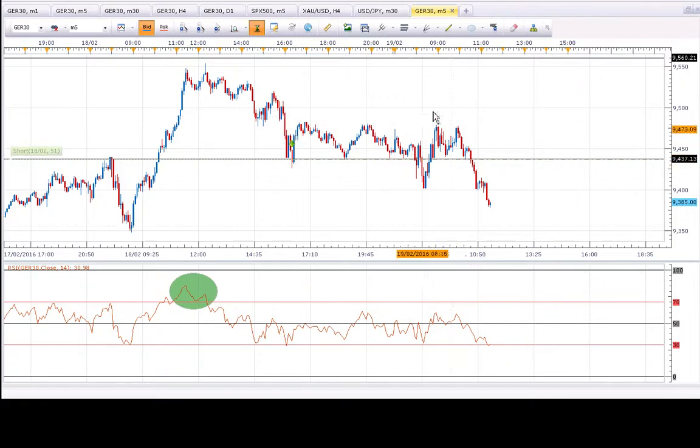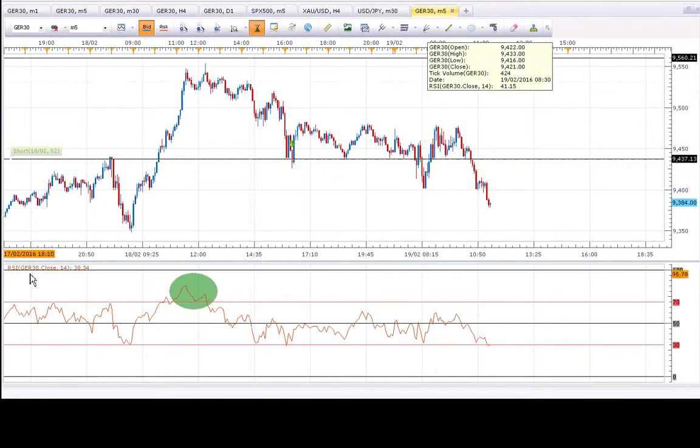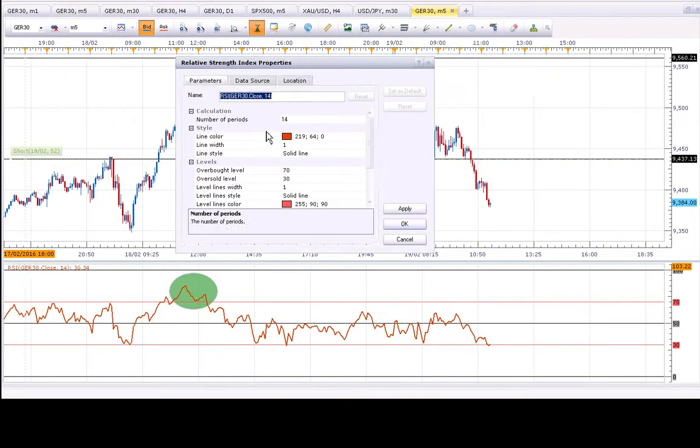Okay, so you can choose figures with RSI. You've got the number of periods that you can choose, and you've got the overbought and the oversold levels. Now I'm going to jump into this in a bit of detail very quickly. The number of periods is just how many candles back it is going to use to calculate the RSI reading. So 14 means it's going to take 14 candles.